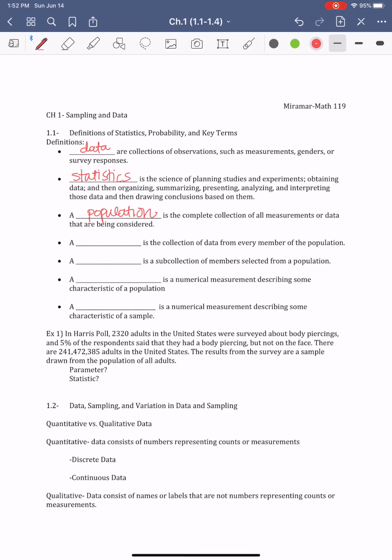The next 4 terms, I'll go through those and then give you an example. Okay, a census is the collection of data from every member of the population. A sample is a sub-collection of members selected from a population. A blank is a numerical measurement describing some characteristic of a population. We call that parameter. And the last one, a blank is a numerical measurement describing some characteristic of a sample. We call it statistic.